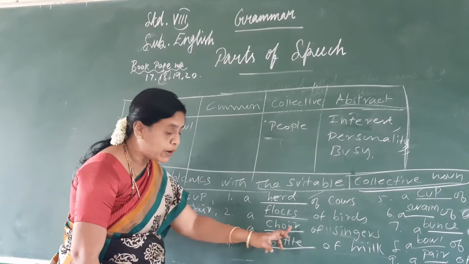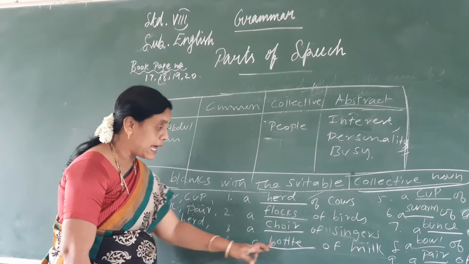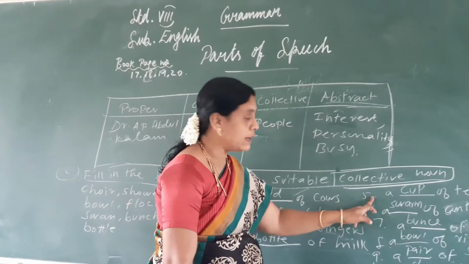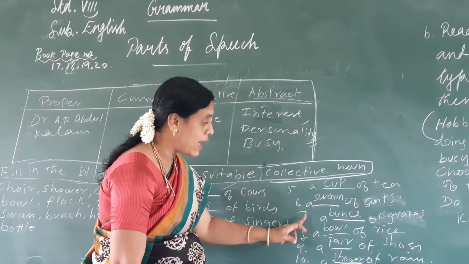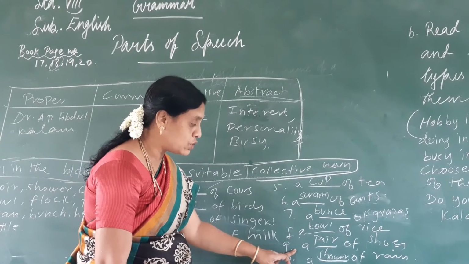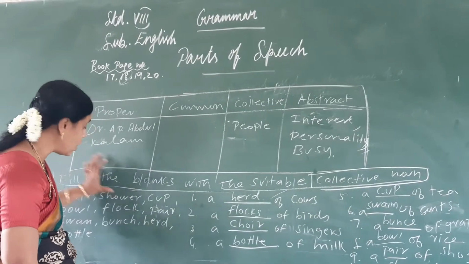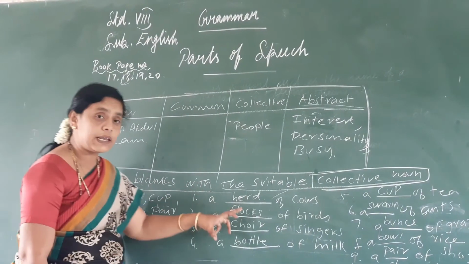Second, a dash of birds. Third one, a dash of singers. Fourth, a dash of milk. Fifth one, a dash of tea, a dash of ants, a dash of grapes, a dash of rice, a dash of shoes, a dash of rain. And you have to fill in the collective noun. These are all collective noun examples.